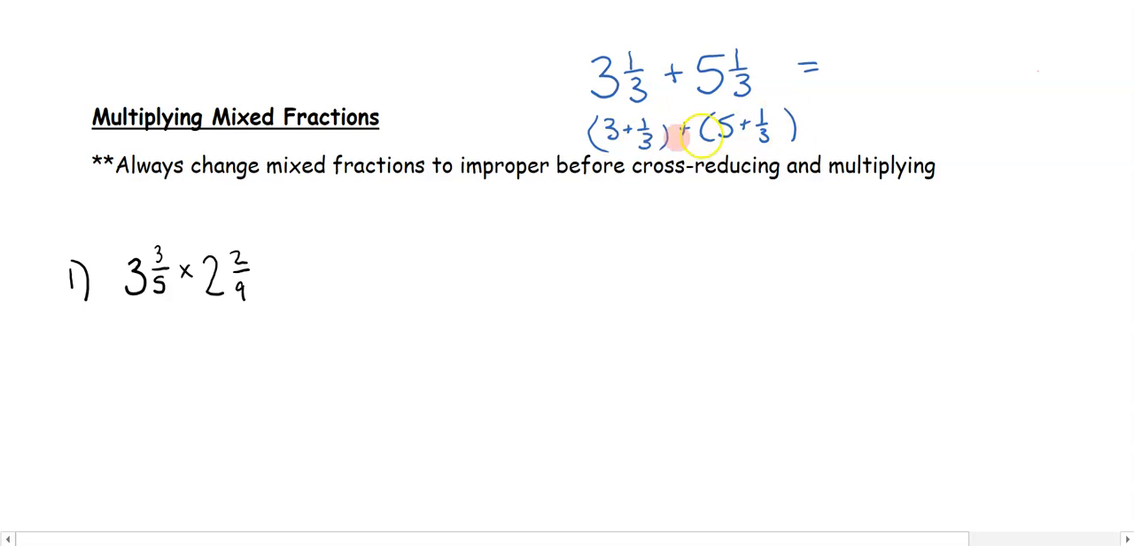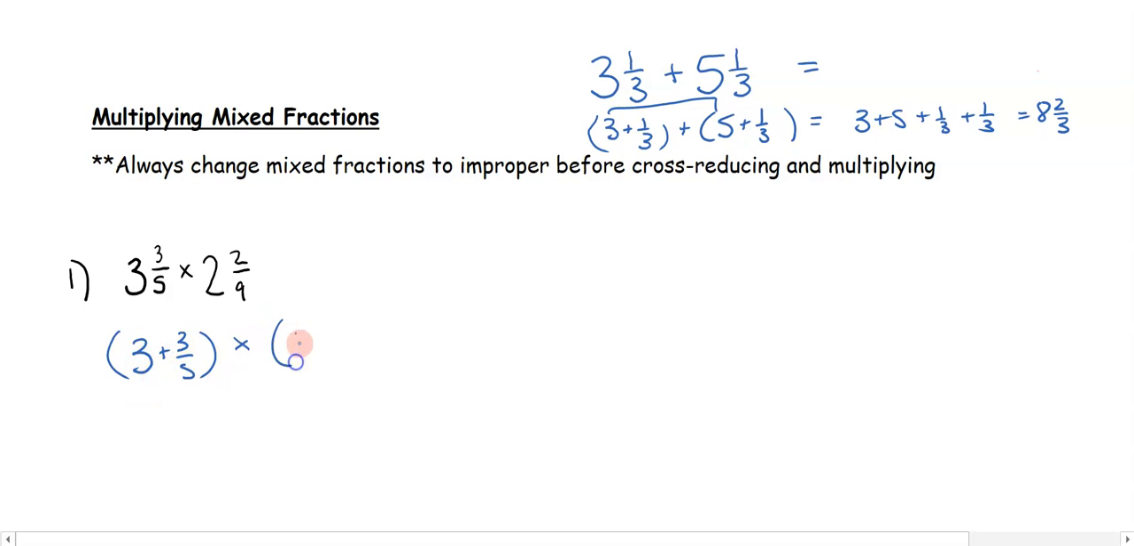So since it's all addition, the brackets don't really matter. We don't have to do the brackets first and then add. So we can switch the order up and just say it's 3 plus 5 plus 1/3 plus 1/3. In other words, we can just add the whole numbers, add the fraction part, and we have our final answer. We can leave it in mixed form to add. But with multiplying, 3 plus 3 over 5 multiplied by 2 plus 2 over 9, we have to do the brackets before we multiply because it's not all the same operation.